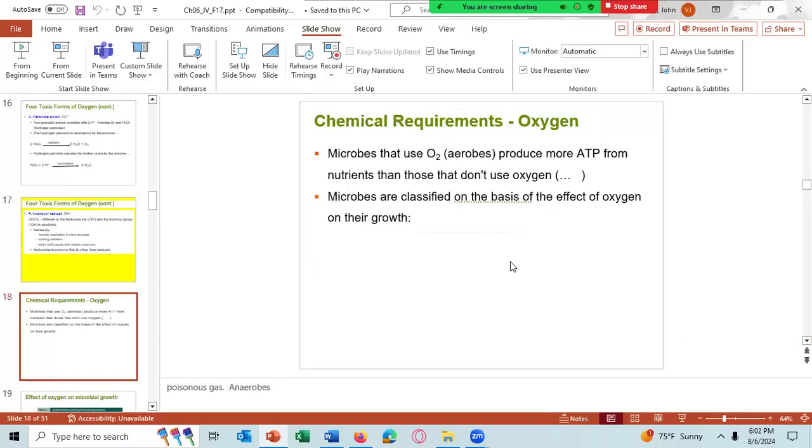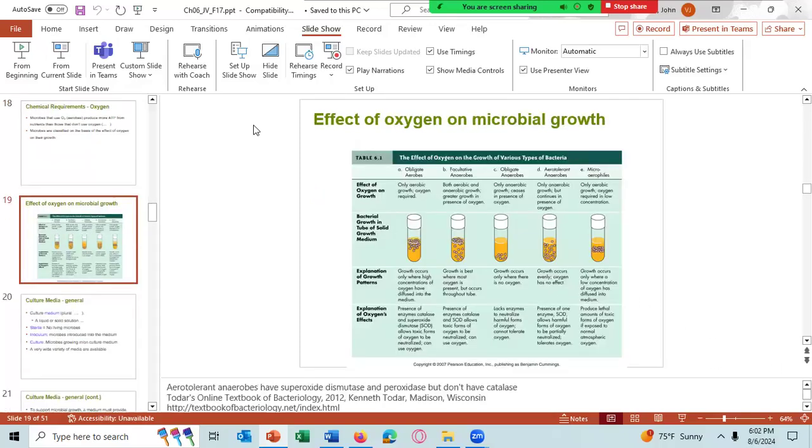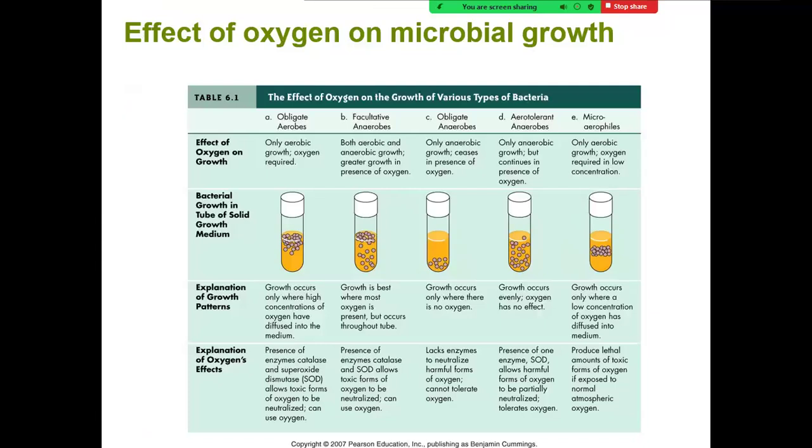Microbes that use oxygen we call aerobes. They do produce more ATP from nutrients than anaerobes, organisms that do not use oxygen. And therefore aerobes tend to grow faster than anaerobes. Microbes are classified on the basis of the effect oxygen has on their growth. And we have 5 different classifications depending on the effect oxygen has on their growth.